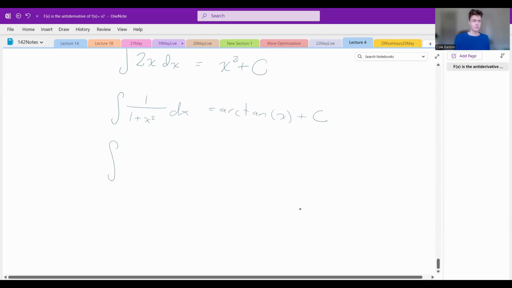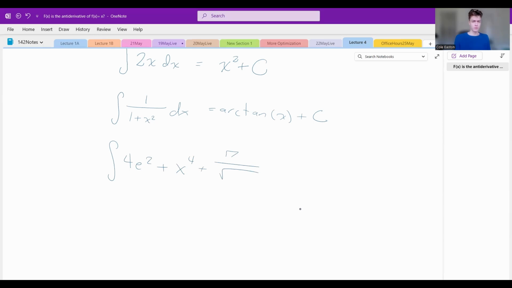Or what if we tried something like this? What if we said, how about the integral of 4e to the x plus x to the 4th plus 7 over the square root of 1 minus x squared dx. Okay, well, we're just going to break it up into parts. So what is the antiderivative of 4e to the x dx? Well, that's going to be 4e to the x.